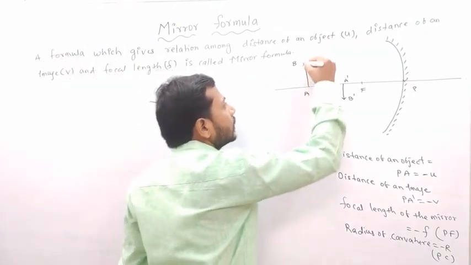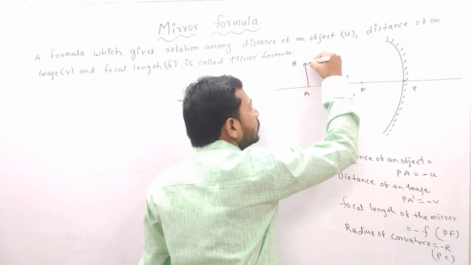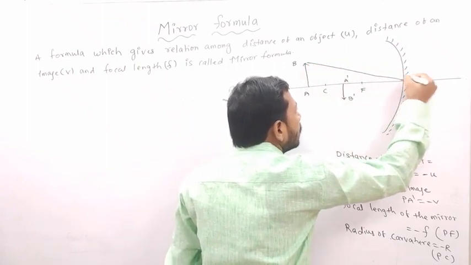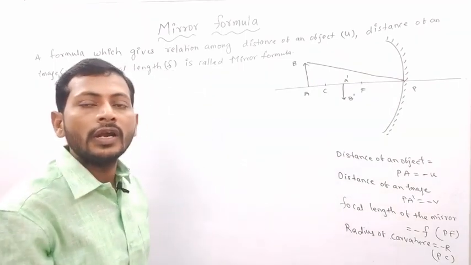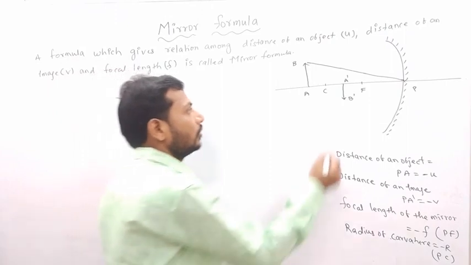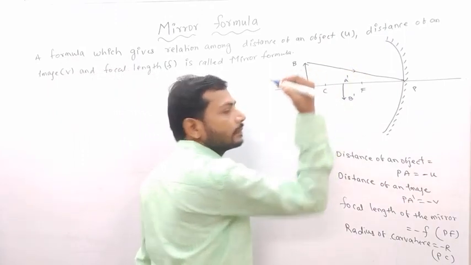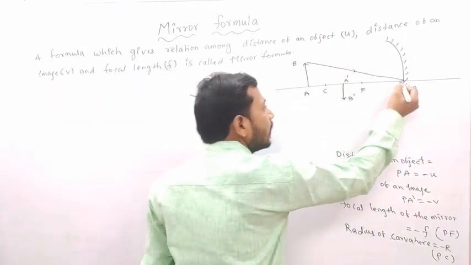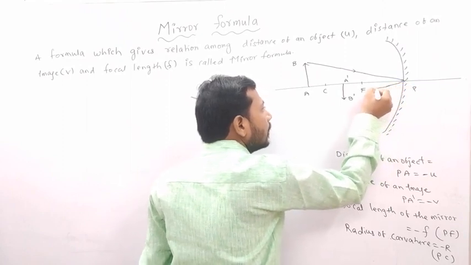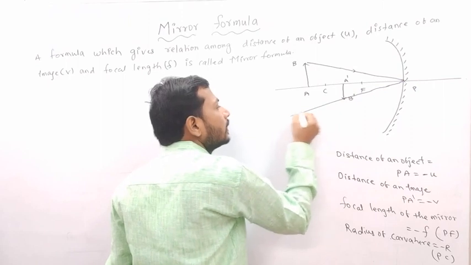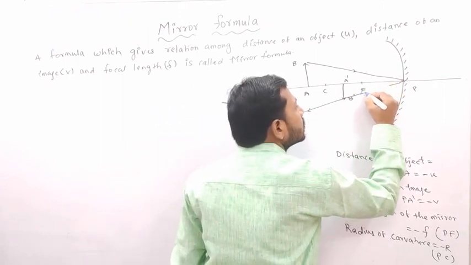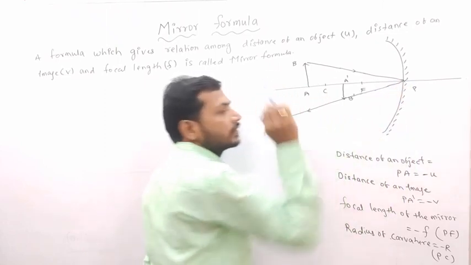The first ray I have taken is from the object directly falling at the pole. You may have a doubt, sir, why are you taking it like this? After completing the diagram, I will explain to you. This is the incident ray. Then what is the reflected ray? You know, angle I equals angle R. The ray will move in the downward side like this. Let me make it a little nicer, children. This is the straight ray, and this is the reflected ray.